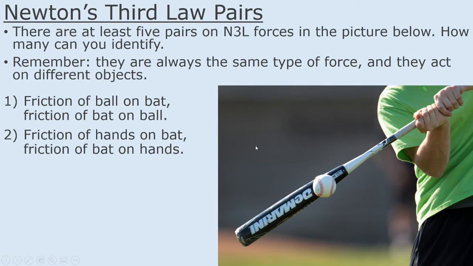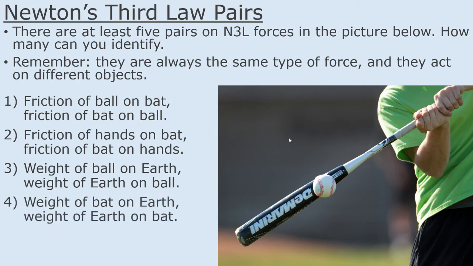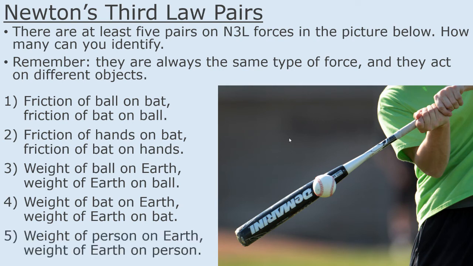This is all taking place on planet Earth, and all of these things have a mass, the ball, the bat, and the person. So we could have the weight of the ball on the Earth and the weight of the Earth on the ball, even though it's not touching the Earth, even though it's not on the surface of the Earth. Things don't magically lose their weight when they go into the air. The weight of the bat on the Earth, and the weight of the Earth on the bat, and the weight of the person on the Earth, and the weight of the Earth on the person.